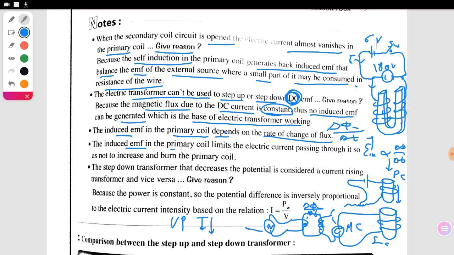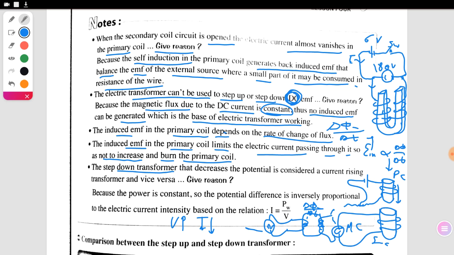Induced EMF in the primary coil limits the electric current passing through it. So, not to increase, but burn the primary coil. When we use a step-down transformer, it can be used at a distribution station to step down voltage and step up current to be suitable for using in our homes.